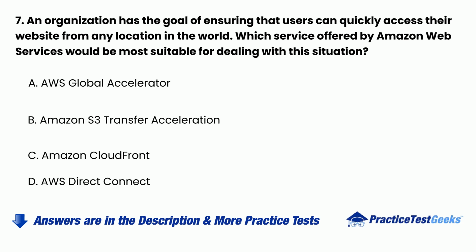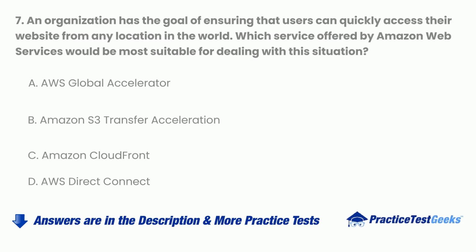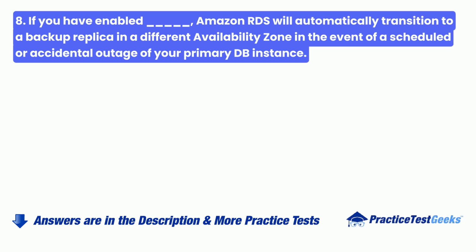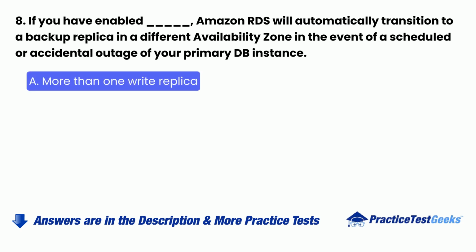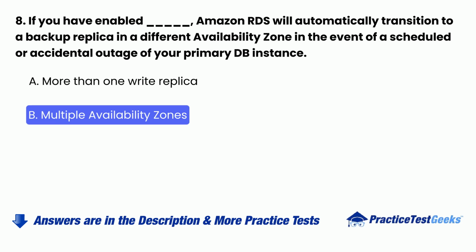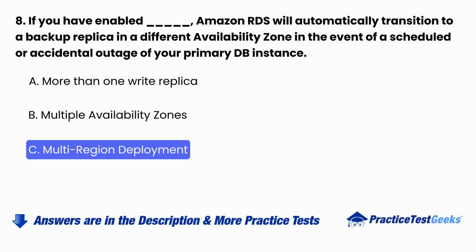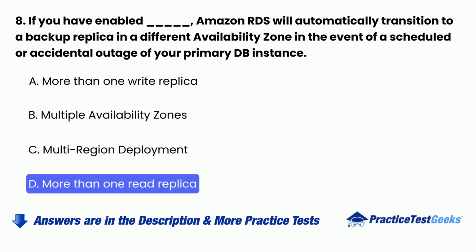8. If you have enabled blank, Amazon RDS will automatically transition to a backup replica in a different availability zone in the event of a scheduled or accidental outage of your primary DB instance. A. More than one write replica. B. Multiple availability zones. C. Multi-region deployment. D. More than one read replica.